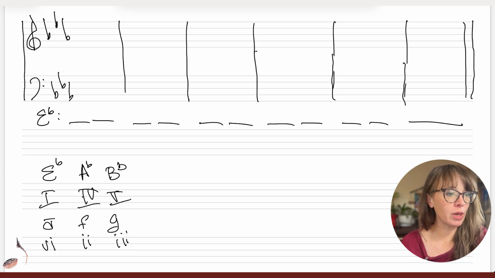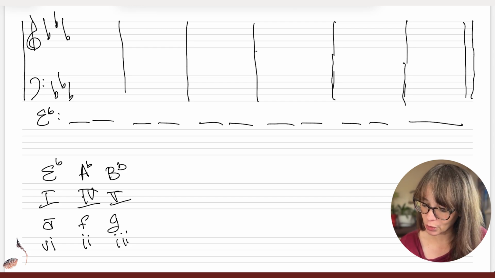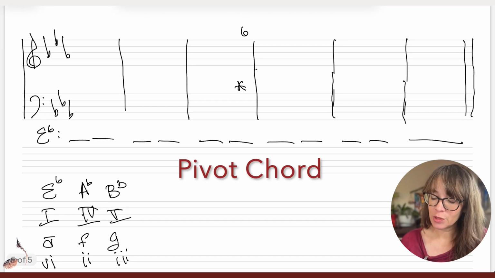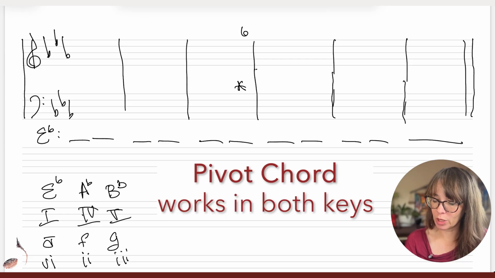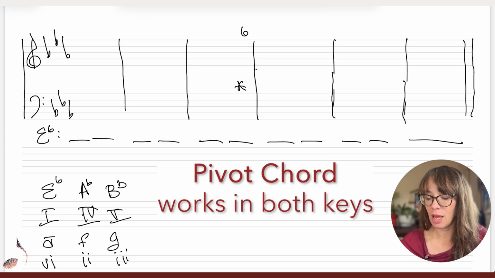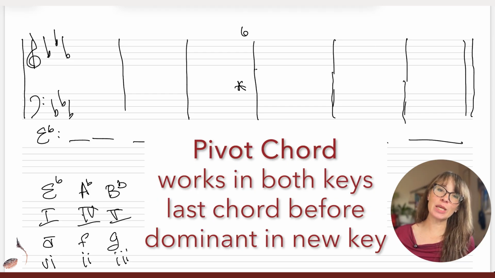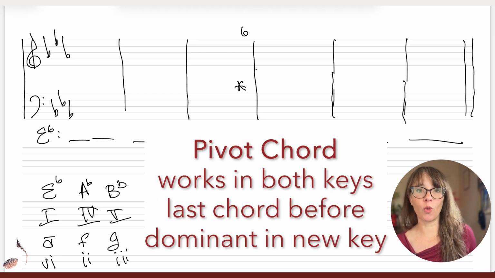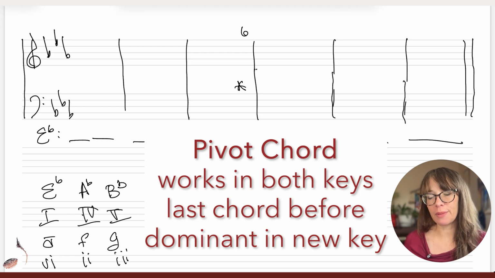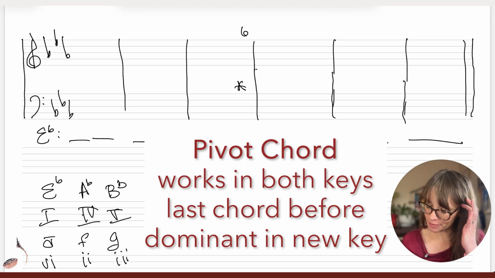So now one more thing I want to give you is this chord here, chord 6, is our pivot chord. A pivot chord is a chord that works in both the key that we start in and the key that we end in. So basically there's no accidentals, there's no pitches that wouldn't work in either key. And it's typically the last chord before the dominant in the new key. Okay, not always. There's some exceptions to that.